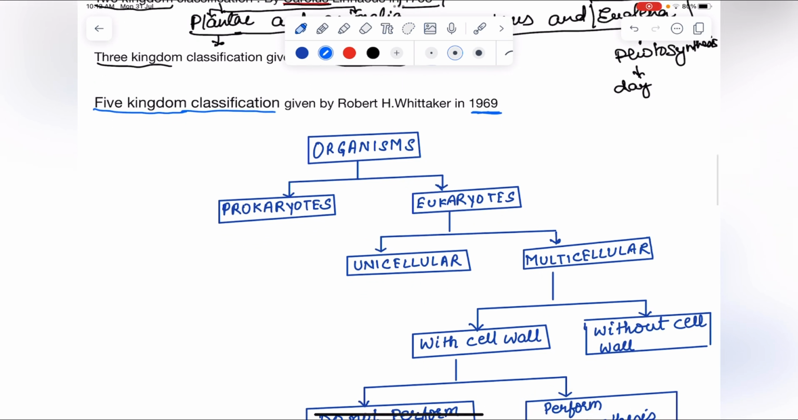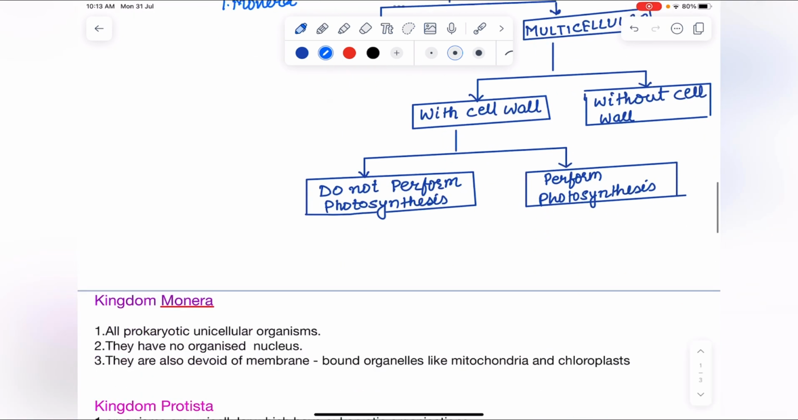Among prokaryotes, the first kingdom was Monera, which comes under prokaryotes. All the prokaryotic organisms are unicellular, and all the unicellular prokaryotic organisms come under Monera. So what are prokaryotes? I will explain.